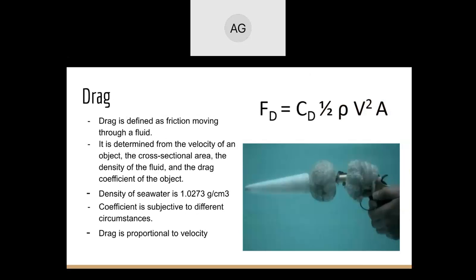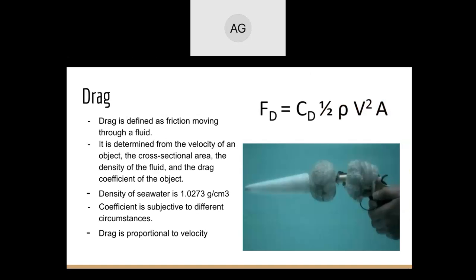So the density of seawater is 1.0273 grams per cubic centimeter, which is much greater than air. And the coefficient of drag is subjective to different circumstances. So it was hard for us to determine the actual drag on the bullet because we weren't able to have the actual bullet be shot into water from these circumstances. So without that coefficient, we're unable to actually solve for the force.